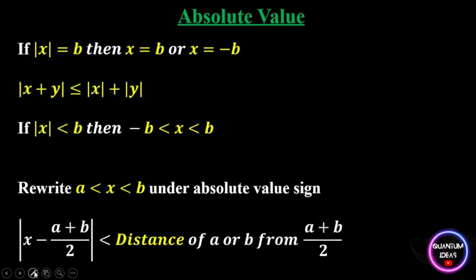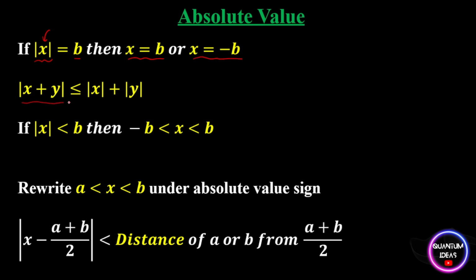So we have absolute value. So the first formula: if the absolute value of x equals b, then this x could be positive or this could be negative, right? Since absolute value is always positive, but this x could be positive or negative. So if the absolute value of x equals b, then x equals b or x equals minus b.